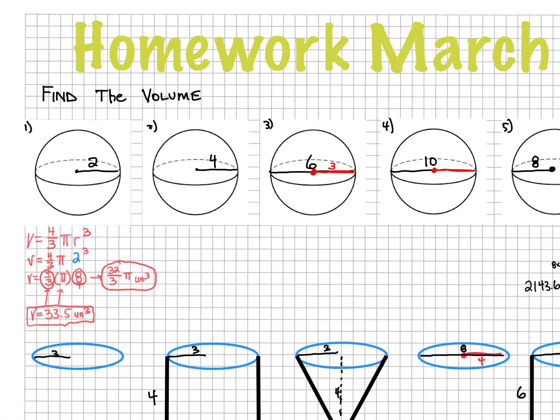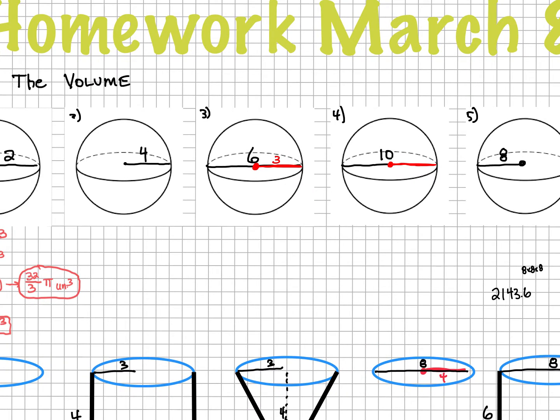The one thing that might throw you off is, like for number 3, don't pay attention to the 6. Remember, you're only looking for the radius, so this one would be volume equals 4/3 pi, and now the radius is 3, and we always do it to the 3rd power. So this is volume equals 4/3 pi, and then 3 to the 3rd power is 27. 3 times 3 times 3 is 27. So those are the three things we're multiplying by each other.